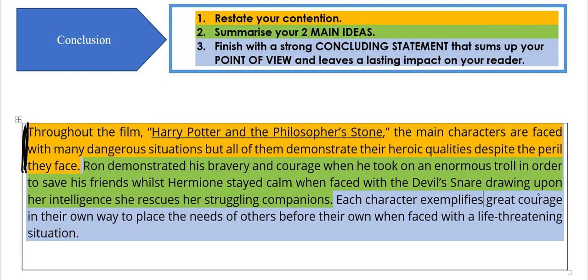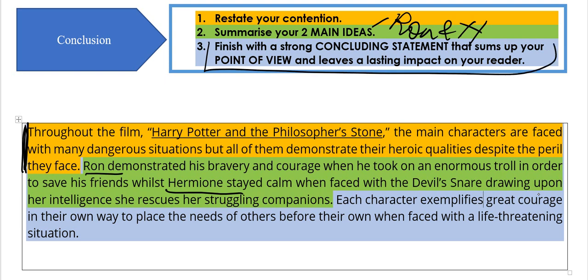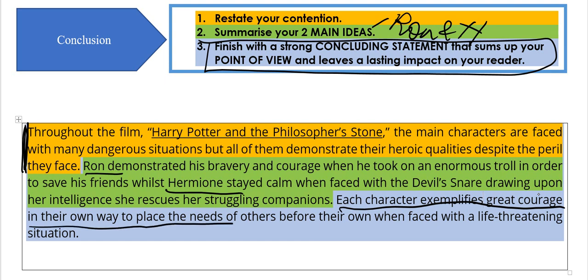Then summarizing, so we need to summarize about Ron and Hermione. So we say Ron and then we mention Hermione, and then we need a final statement. Each character exemplifies great courage in their own way to place the needs of others before their own when faced with life-threatening situations.